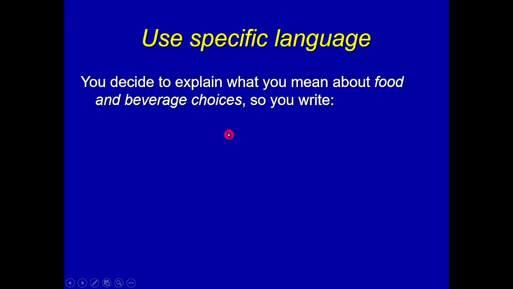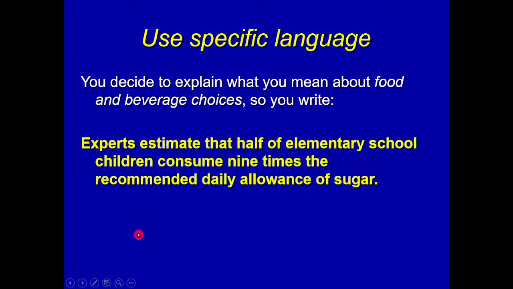You decide to explain what you mean about food and beverage choice. So you write like this: experts estimate that half of elementary school children consume 9 times the recommended daily allowance of sugar. So they eat more. Now, here you have the argument with the evidence, and the evidence here is the expert.